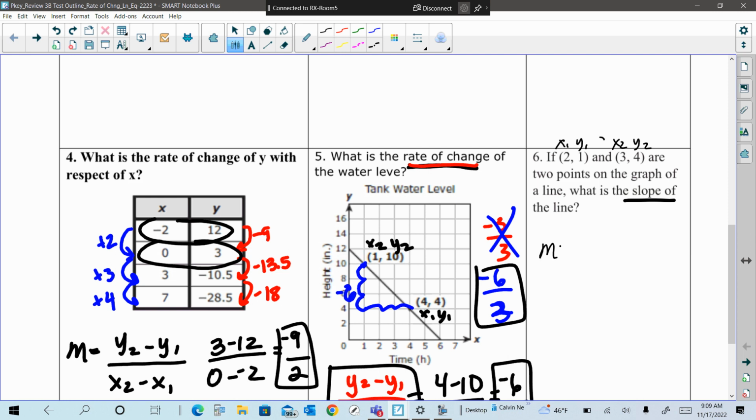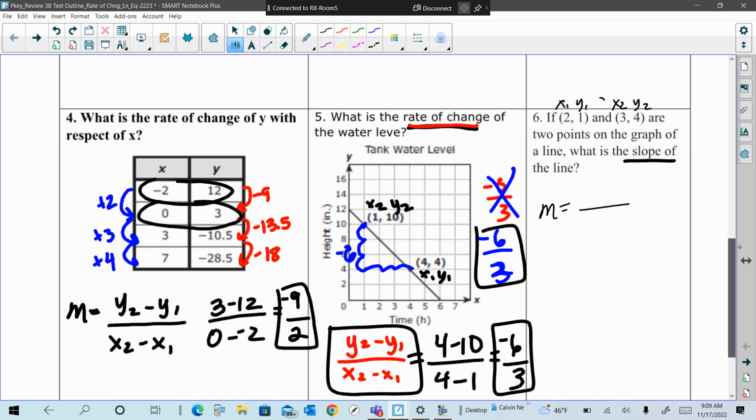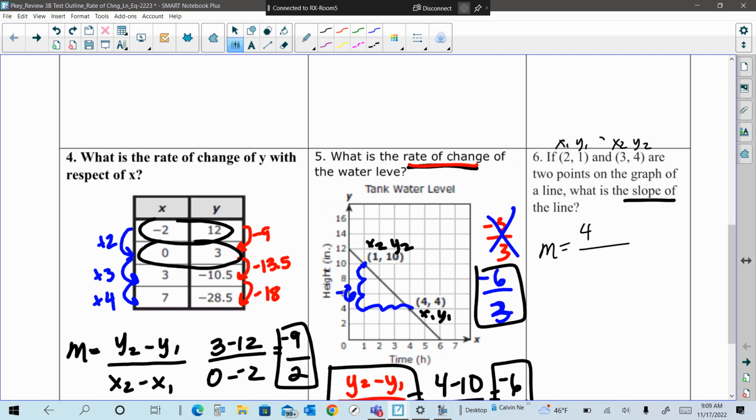So m equals, what numbers go on top? 4 minus 1. Yep, 4 minus 1 on the top. And then what number is going on the bottom? 3 minus 2. Simplify this. 4 minus 1 is 3. 3 minus 2 is 1. Yep, our slope is 3. We are done.